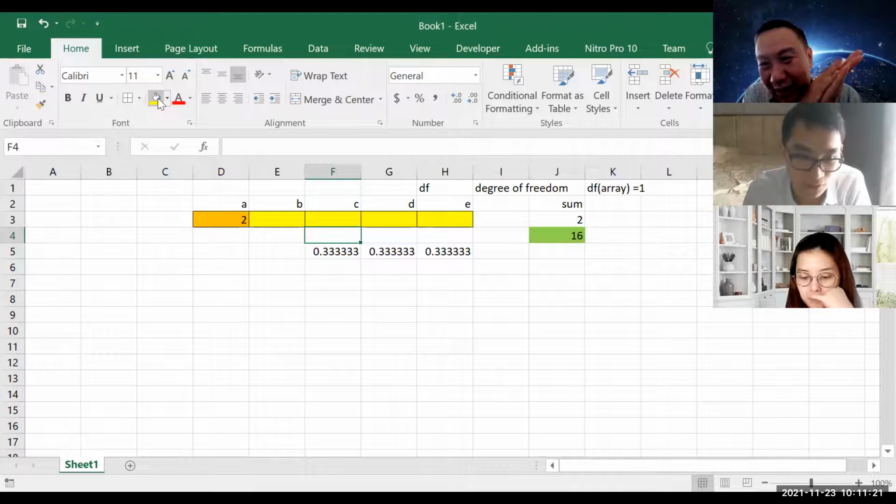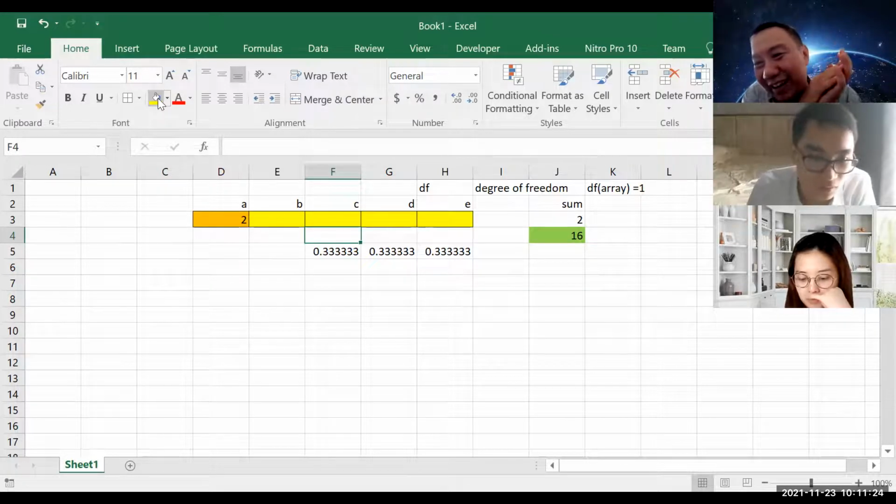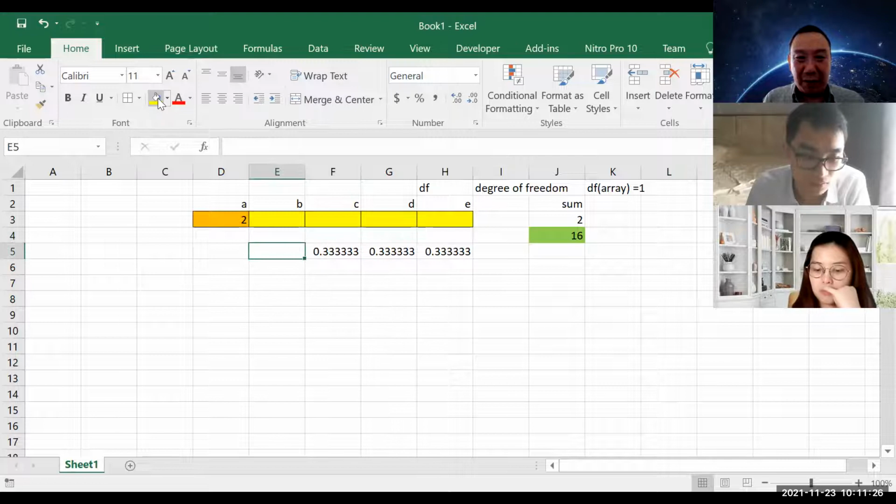Well, again, 16 minus 2, 16 divided by minus 4. 2 divided by 4, right? So the probability becomes 0.25.